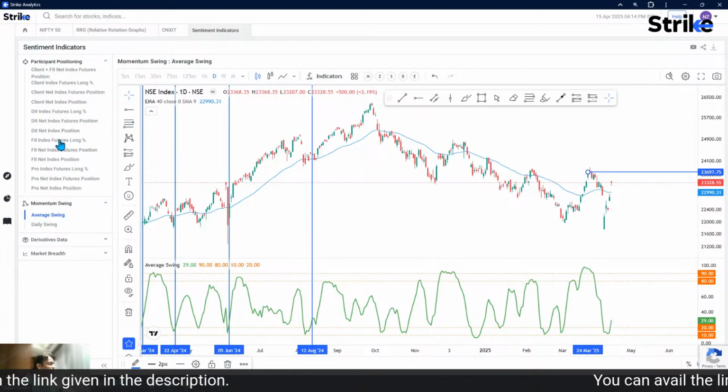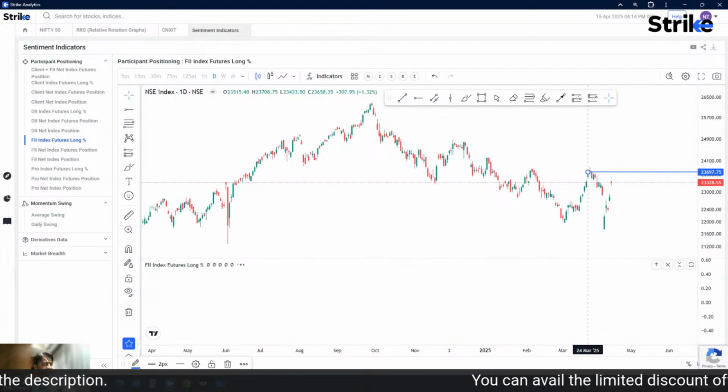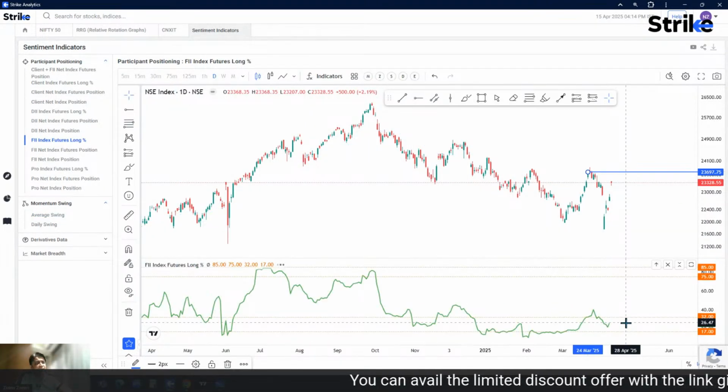Similarly, the FI positions and all these things are also available over here. So a fantastic tool.